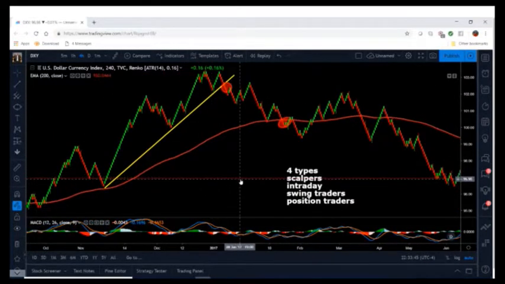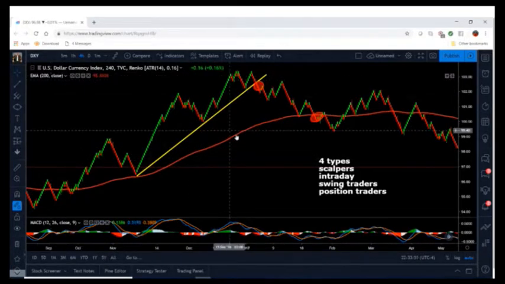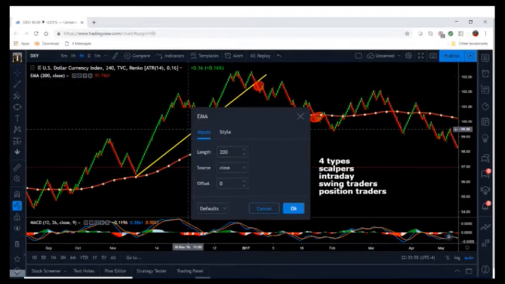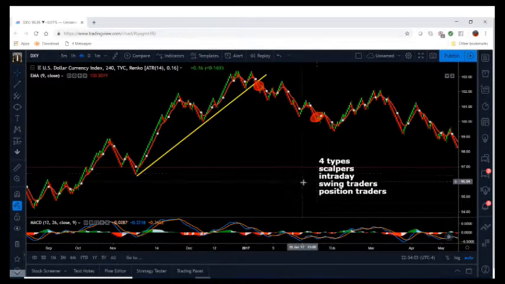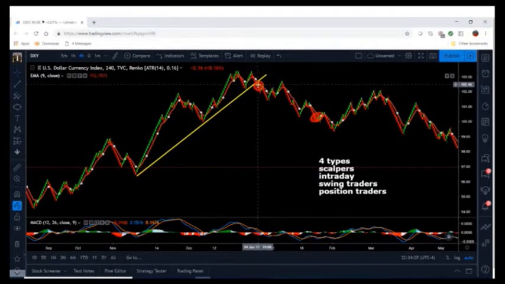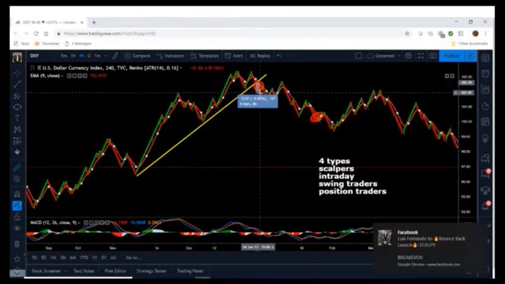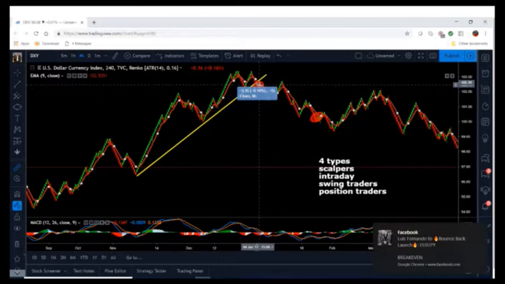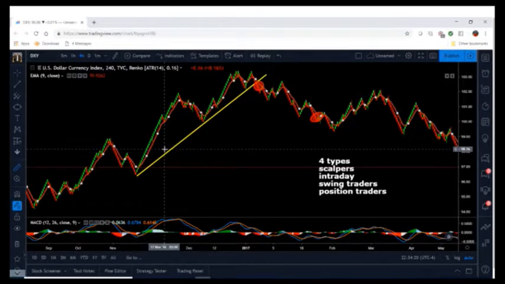So the reason why I bring that up is these moving averages, the 200 and the 9, will help you. The 9 is more so for scalpers. You can use it to position trade, absolutely, intraday trade, swing trade. But again, it'll get you in much tighter and let you grab your quick 20, 30 pips.